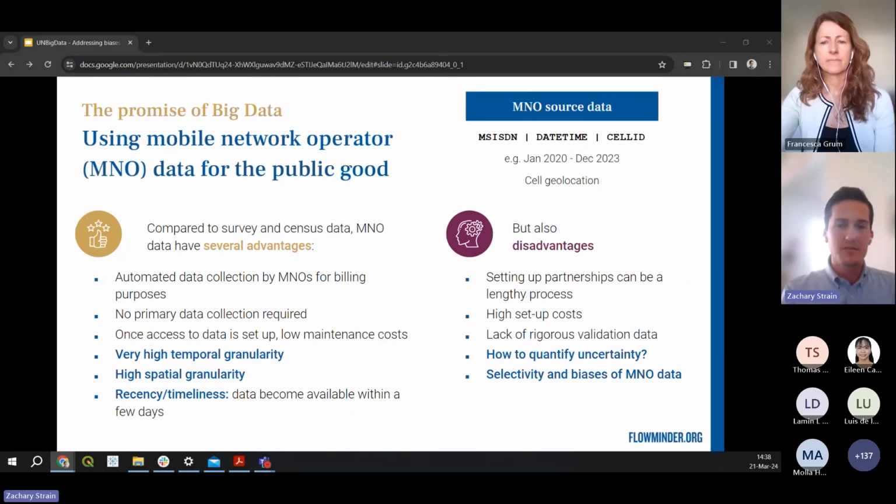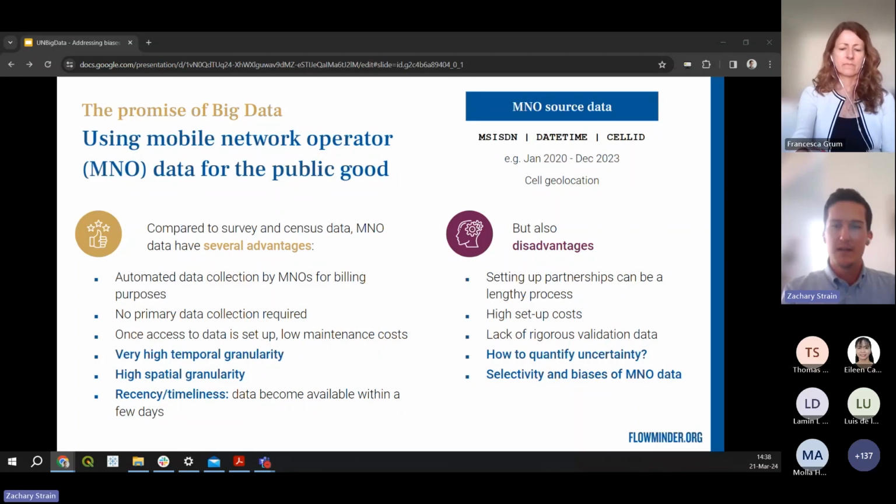Setting up partnerships with all the necessary stakeholders can be rather lengthy. The setup costs for the infrastructure necessary to process these data can be high. And in low and middle income countries, there can be a lack of rigorous validation data for mobility at a really high spatial resolution. And what I'll be focusing on today is the selectivity and biases inherent to MNO data or CDR data.